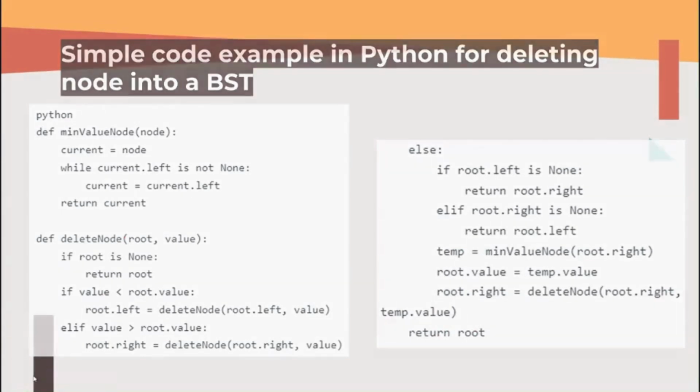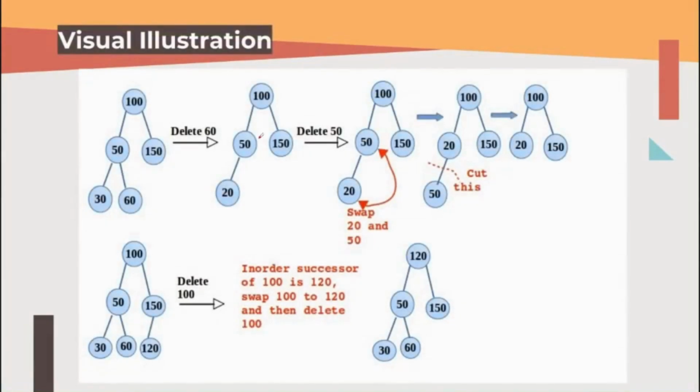Next, see how this iteration is going to take place visually. Here, deleting 60 initially. This is a leaf node, so we are directly deleting 60. Here, deleting 50. 50 contains one child, so we need to swap this. That means we are connecting the parent node of the 50 with the child node of the 50.